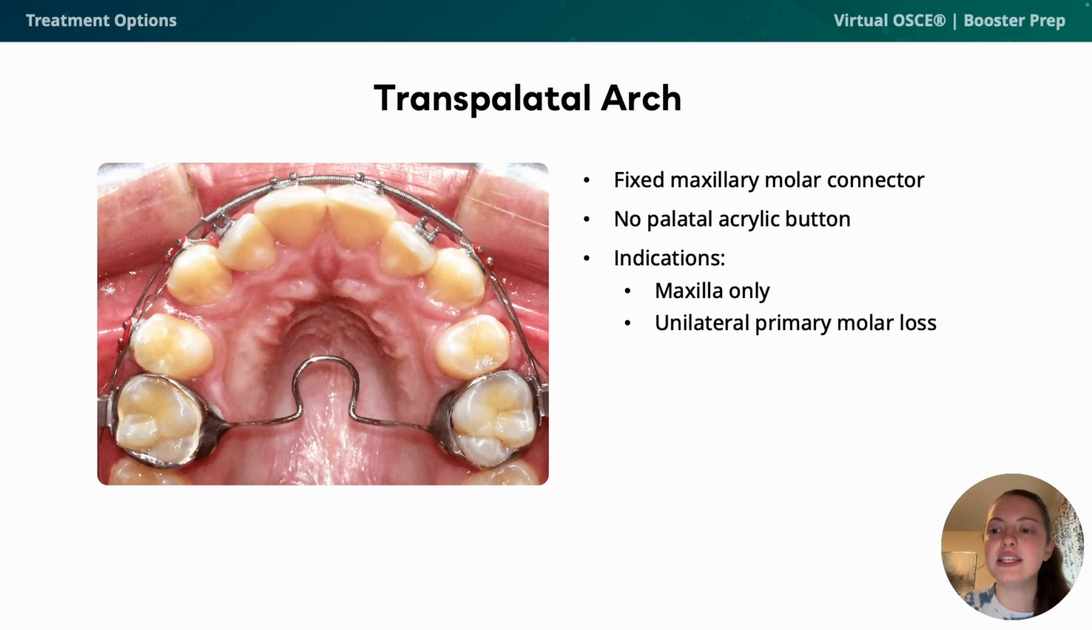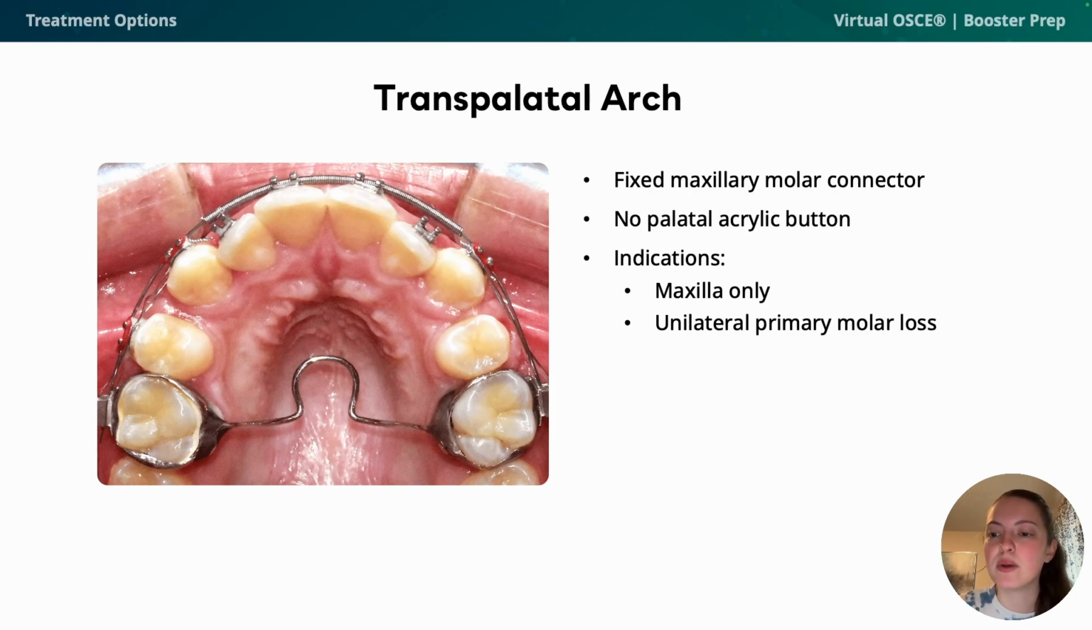There's a lot that a TPA can do in orthodontics, but for this exam, I just want you to think about the fact that it doesn't have that acrylic button, so it's not as strong as the Nance. It cannot provide as much anchorage to hold back two primary molars, so it's used when there's only the loss of one. This appliance is helping prevent more mesial rotation of the molar than full mesial drift, and it's a space maintainer just like the first two appliances we went over. So if you see a patient who has only lost one primary maxillary molar, a TPA would be the best choice for initial management.